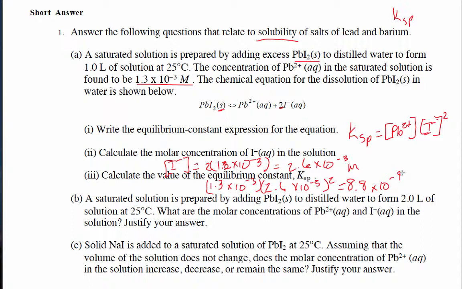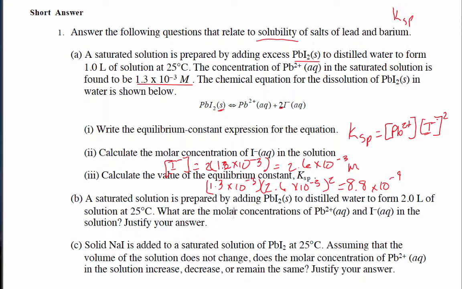Okay? Now, the next part of the question says, a saturated solution is prepared by adding lead iodide solid to distilled water to form 2 liters of the solution at 25 degrees Celsius. What are the molar concentrations of lead ions and iodide ions in the solution? Justify your answer. Well, if we're looking at the information that we've already been given, we should end up with the same exact values. Notice how small of an amount dissolves based on what we've already seen.